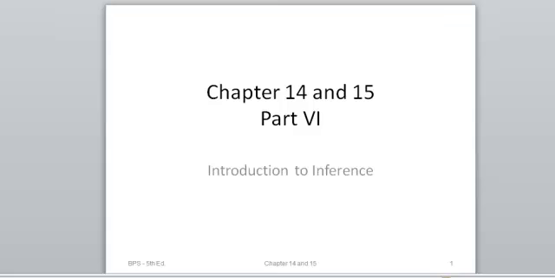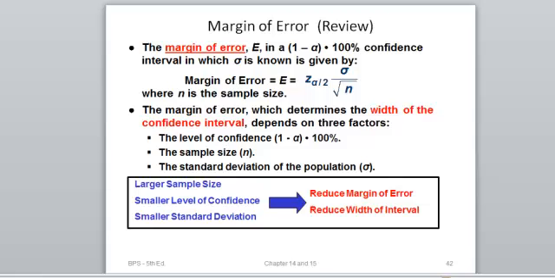Welcome to Part 6 of the Introduction to Inference. We're going to review the margin of error.